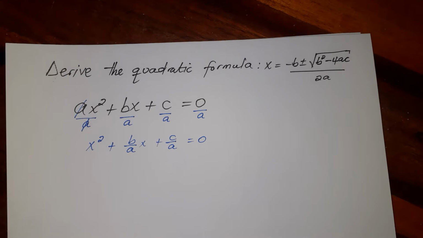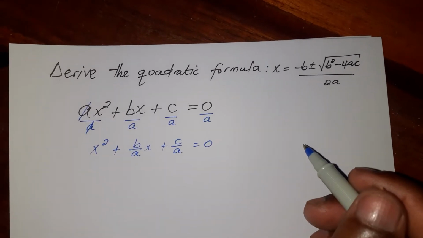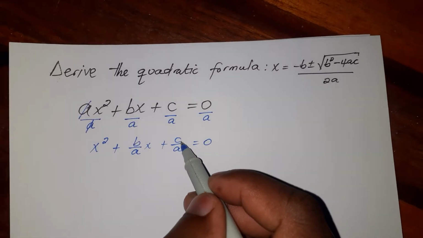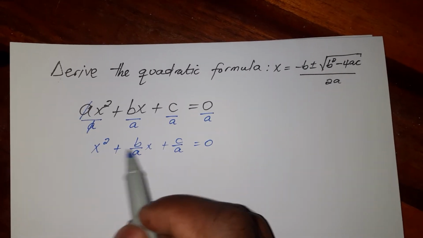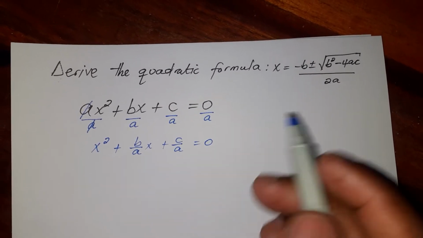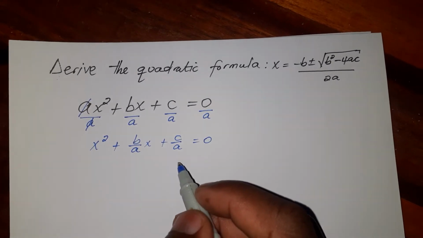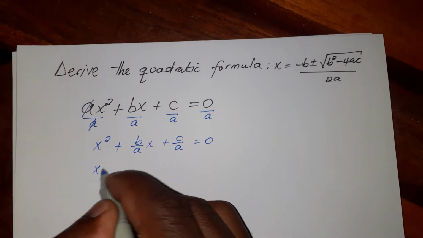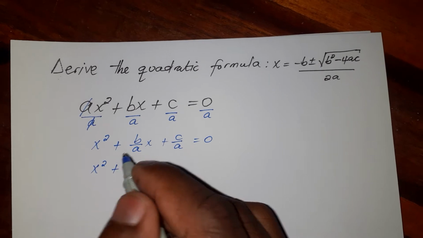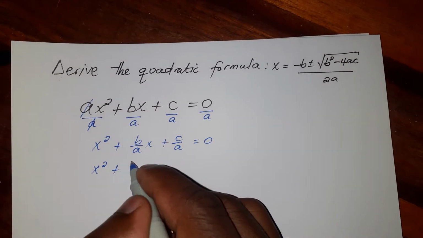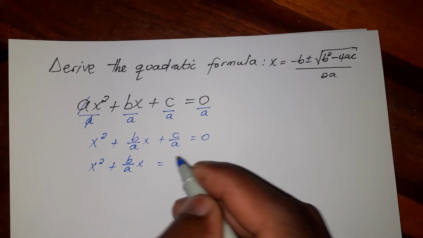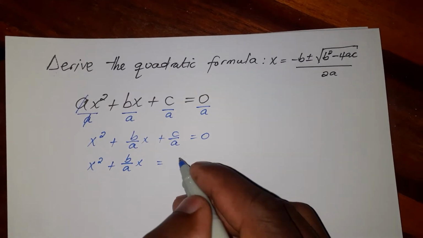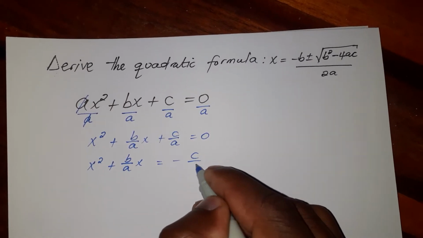After that, what we need to do is to move the constant c over a to the other side. You can see that our variable here is x, so c over a is a constant, so we need to move it to the other side of the equal sign. Then you are going to have x squared plus b over a x equals minus c over a.